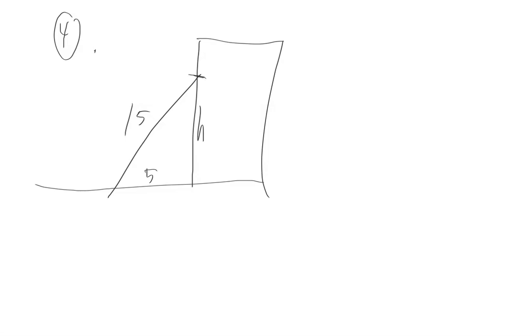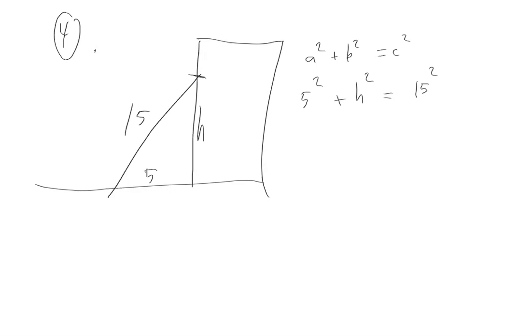Well, we're going to use a famous formula called the Pythagorean theorem: a squared plus b squared equals c squared. We know a is 5 feet, that's the shortest side, so 5 squared. We know b is h, so it's h squared. And then c squared, we know c is 15. So 5 squared plus h squared equals 15 squared.